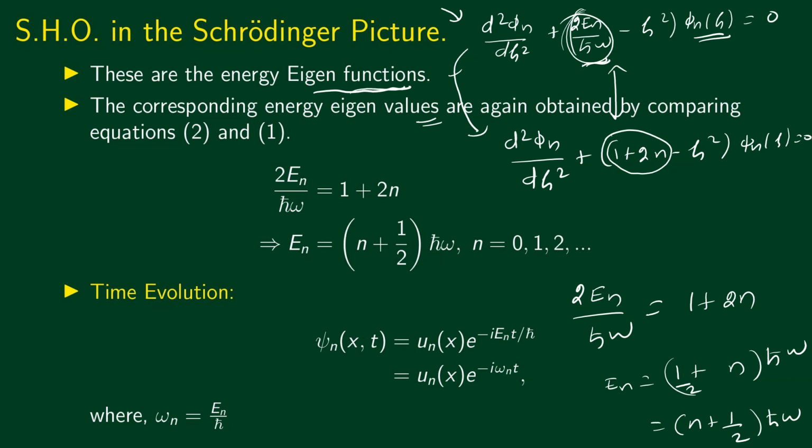Okay. All right, let's look at the time evolution now. The time evolution is simple because we know that these are stationary states. The time evolution of an energy eigenstate is given by simply multiplying it by this factor, e raised to minus i En t by h bar. So this is the advantage of working with energy eigenfunctions because they have a very simple time dependence. If we write En by h bar as omega n, we get psi n of x comma t is equal to un of x e raised to minus i omega n t. This is how the energy eigenfunctions evolve in time.